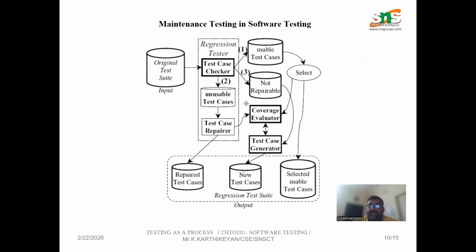So this is one of the major maintenance testing in software testing. This is the original test suite. This is a regression test case checker, unusable test checker, test case repair, and usable test case, not repairable, coverage evaluator, test case generator. This is select one, and repair test case and new test cases, and select the usable test cases in the process. There's a recurrent test. It means a repeated test is available. You can choose that one and get an output, proper output from the sectors.